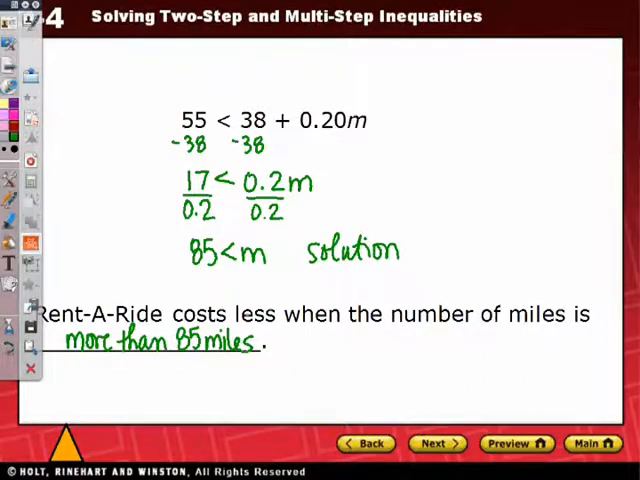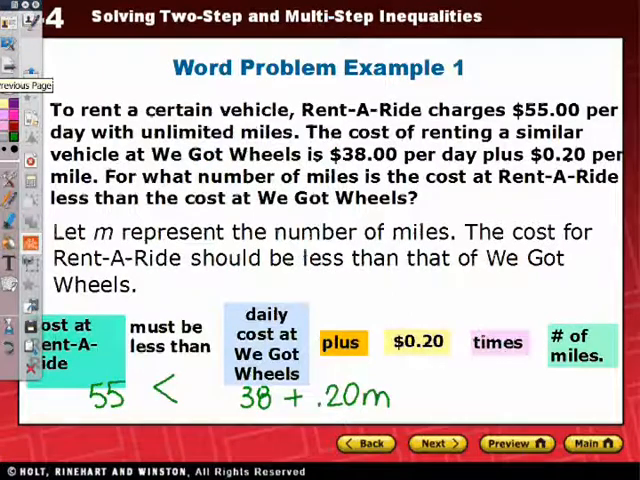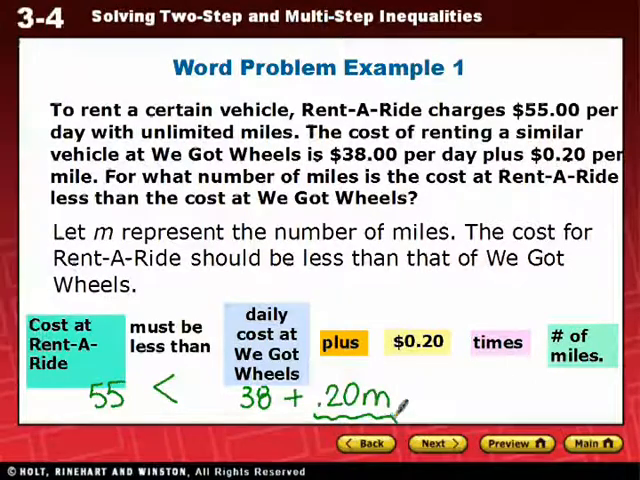And that's because if we go back and look at the previous page, remember there's a while there where the 20 cents per mile is just catching us up to the $55 we've already spent. So there's a fair number of miles there where We Got Wheels is still going to be cheaper. But eventually, when you drive more than 85 miles, then suddenly Rent-A-Ride gets to be less, right? If you go 100 miles, Rent-A-Ride's going to be less than We Got Wheels.